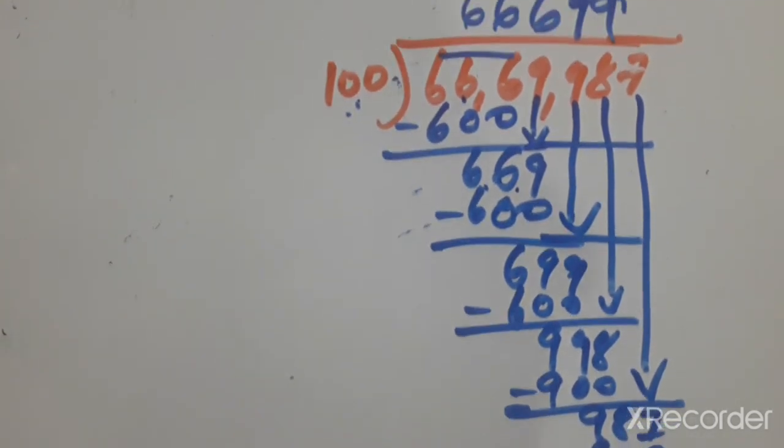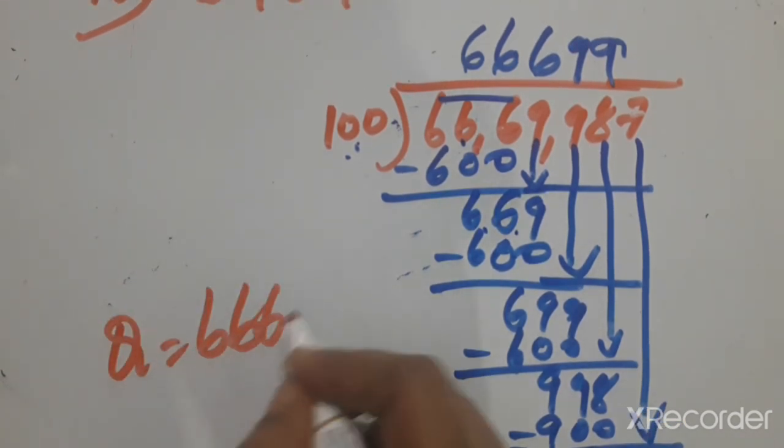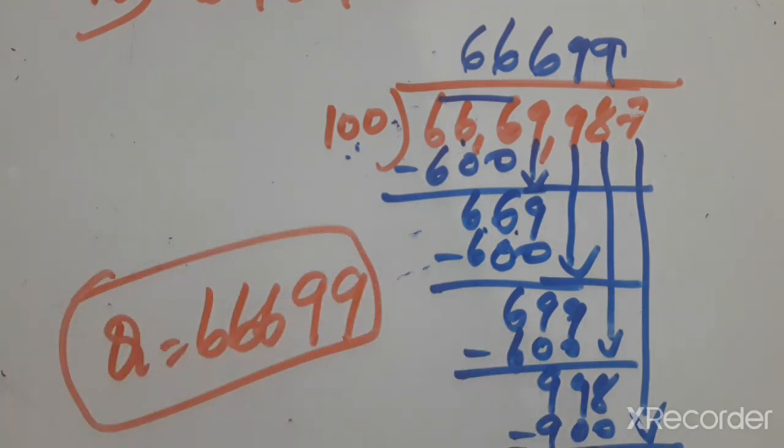And quotient is 66699. 66,699. Sorry, 66,699 is the answer.